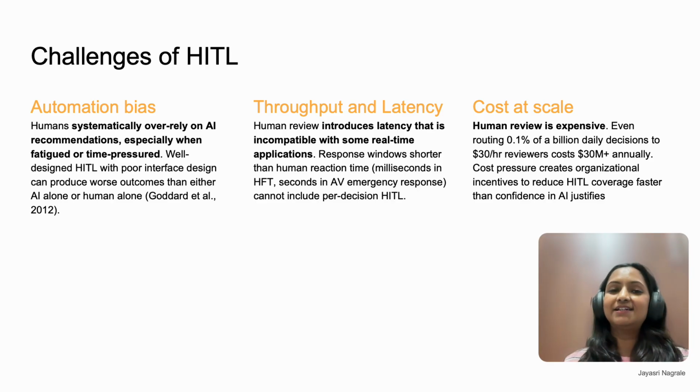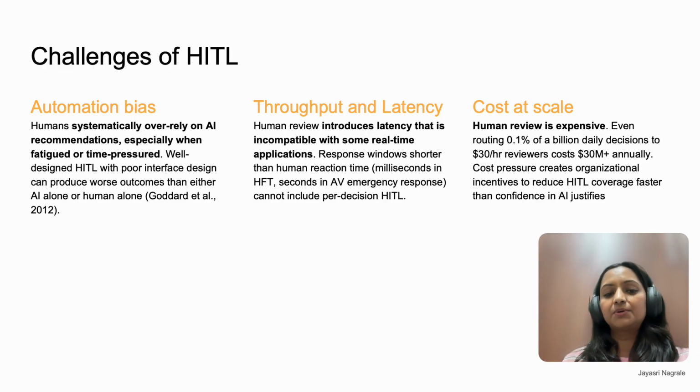But having said all that, there are also plenty of challenges with adding HITL in the loop, and we'll just discuss a few of these. The first is automation bias, and we have heard this term a lot in the past slides. Automation bias is humans systematically over-relying on AI recommendations, especially when fatigued or time pressured. And a well-designed AI system with poor interface design can produce worse outcomes because the humans will start believing the AI more and more, even if it is wrong.